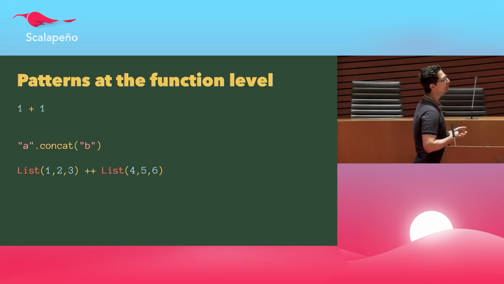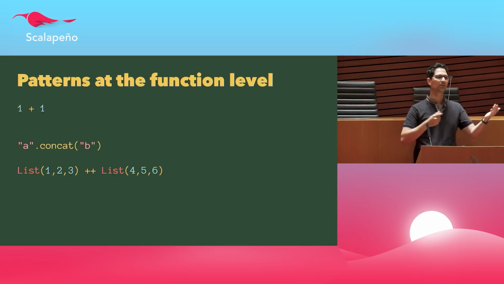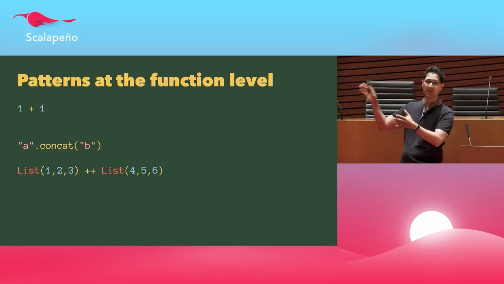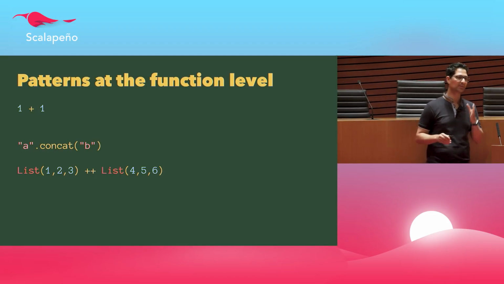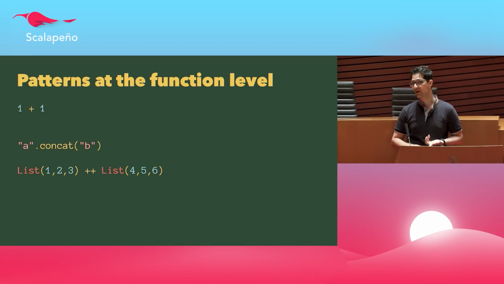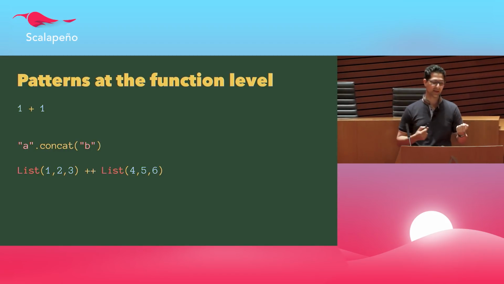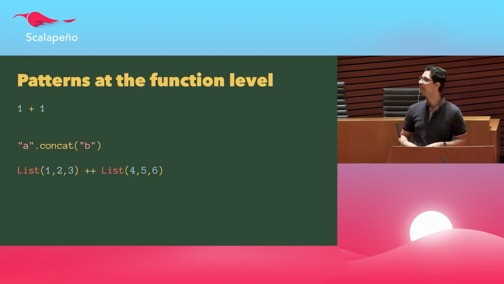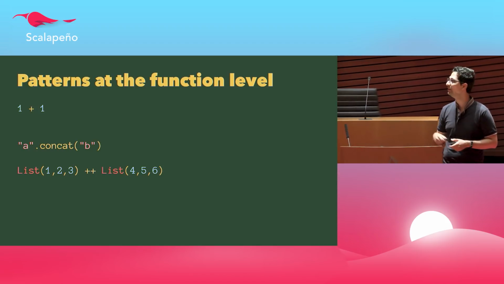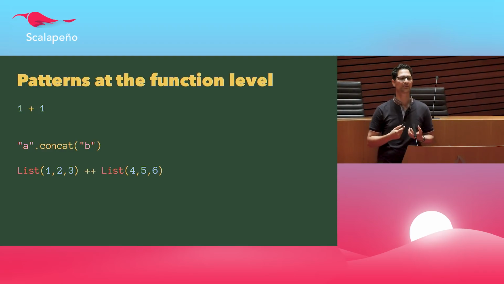Okay, so how would you spot patterns the old way? Well, you would look at your code, you would refactor, and then you will see a lot of similarities. So here it's exactly the same thing. You have to look at your functions and try to spot the similarities. And what are the similarities at the function level? Well, the number of parameters, the number of outputs, the type. If the types are the same, the shape of the functions. So here I have 1 plus 1, A concat B, list 1, 2, 3 that I want to concat with list 4, 5, 6. So what does all of this stuff have in common?